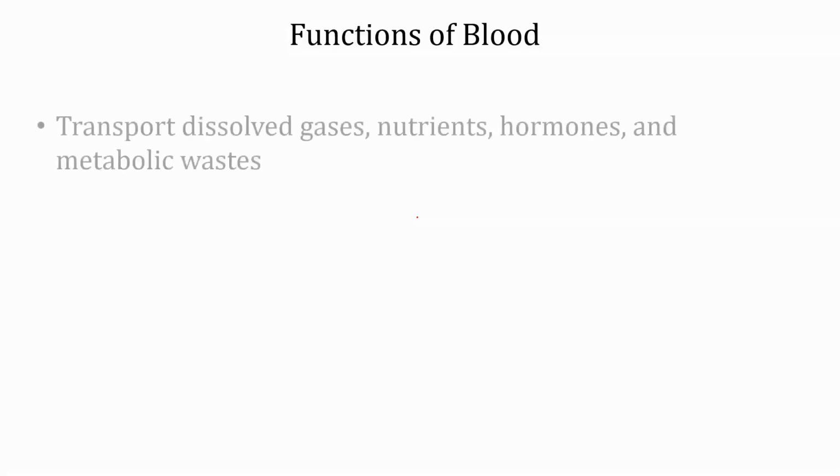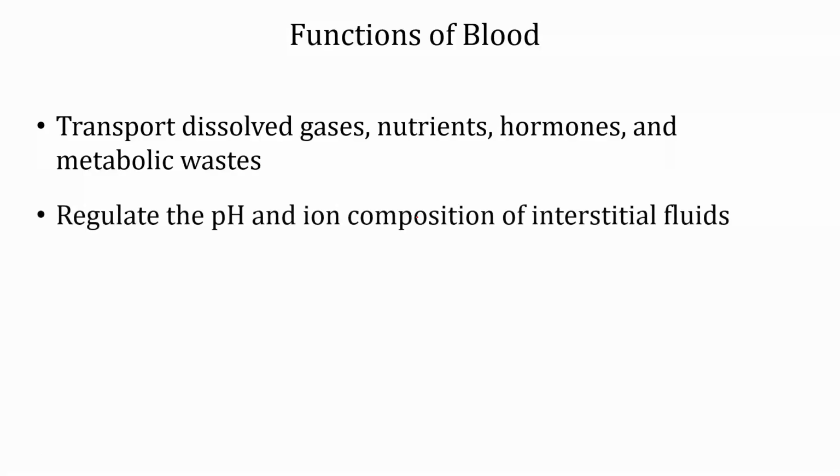All right, so above and beyond just being kind of a carrier of important things to and from cells, there's a couple other functions of the blood. The first of which I've just mentioned, that it transports stuff. So it transports dissolved gases, nutrients, hormones, and metabolic waste. But there's a couple others. It's going to help regulate the pH of the body.